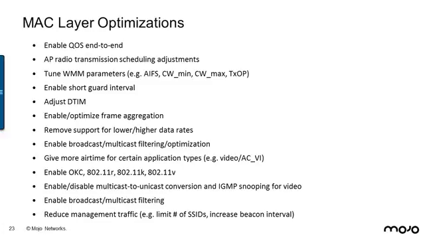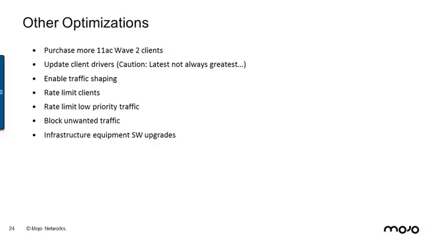Reduce management traffic by limiting the number of SSIDs and so on. And let's see, other optimizations. Probably one of the best things you can do is to get more 11ac Wave 2 clients on the network.